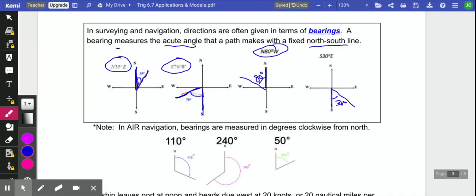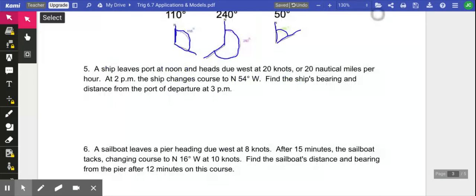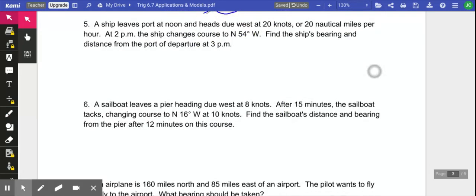For air navigation, bearings are always measured in degrees clockwise from the north. So you always start at the north, and then if we're going 110 degrees, you just go clockwise 110 degrees, like that. So 240 is from the north, and you go around 240 degrees. 50 degrees is from the north, clockwise 50 degrees. So that's what all of those look like. So we will use all of these in our word problems.